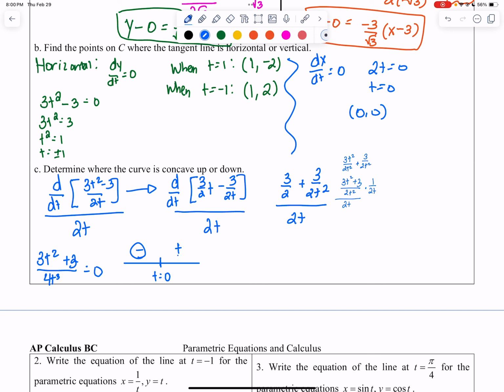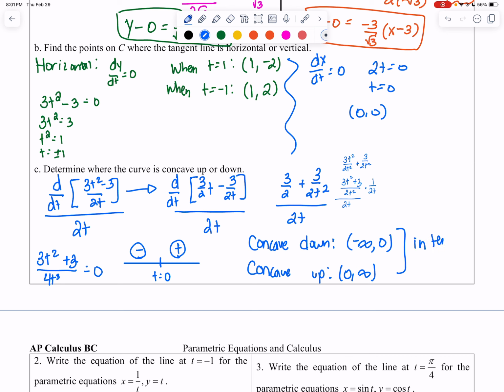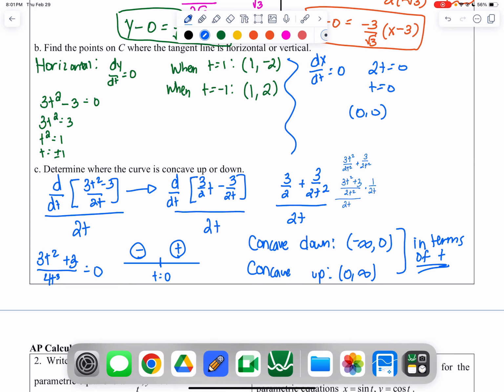So this is positive. So this tells me that I am concaving down from negative infinity to 0. And then I'm concaving up. Oops, not down. Up from 0 to infinity. Now, this is going to be very important. Remember that this is in terms of t.